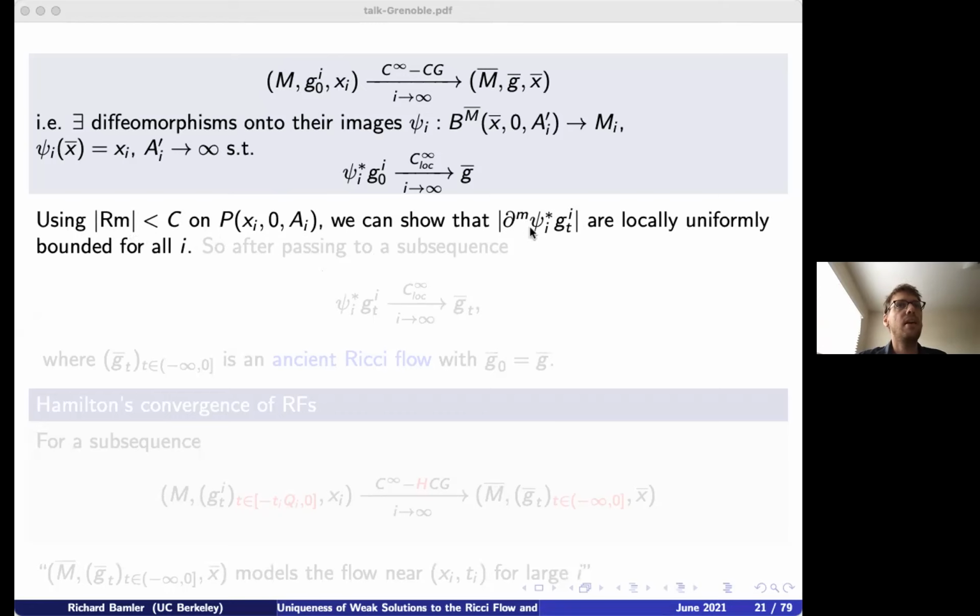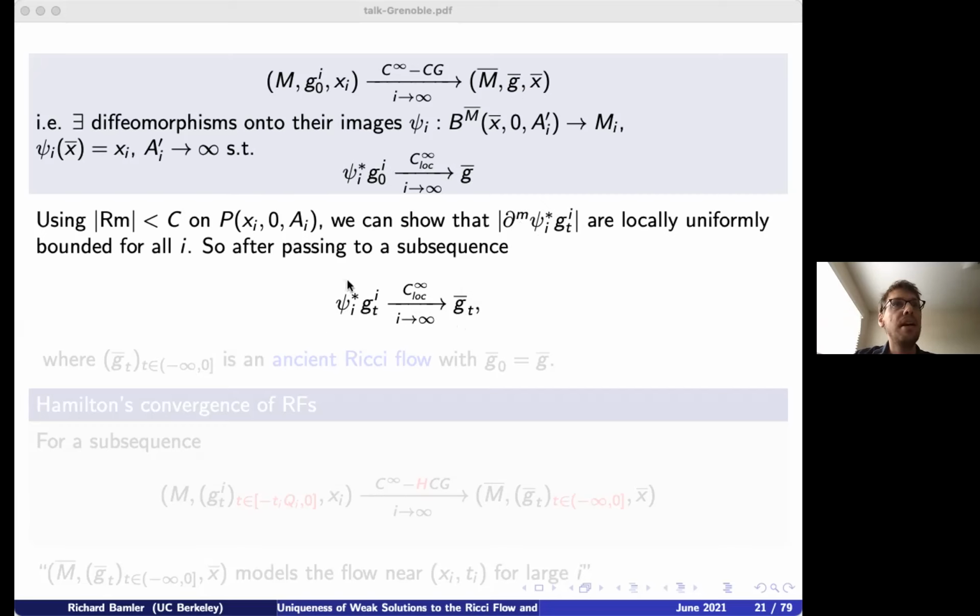If we look at the pullbacks of these flows, then these become Ricci flows on M bar, and they start from some metric that's very close to g bar, and they evolve by the Ricci flow with bounded curvature, so we get derivative bounds. Now we can use Arzelà-Ascoli, and we obtain that after passing to a subsequence, not only the time zero metrics converge to g bar, but all the metrics converge to g bar t, in the local C infinity sense, so all the time derivatives and space derivatives and so on.